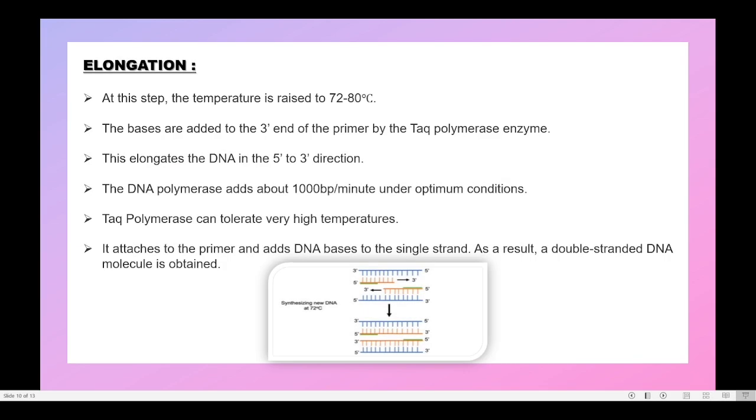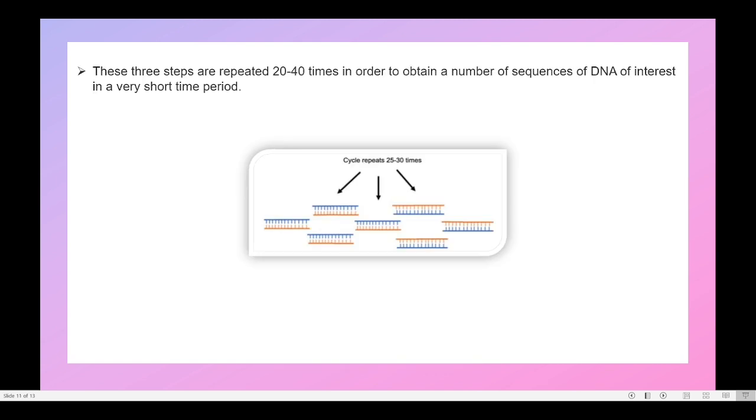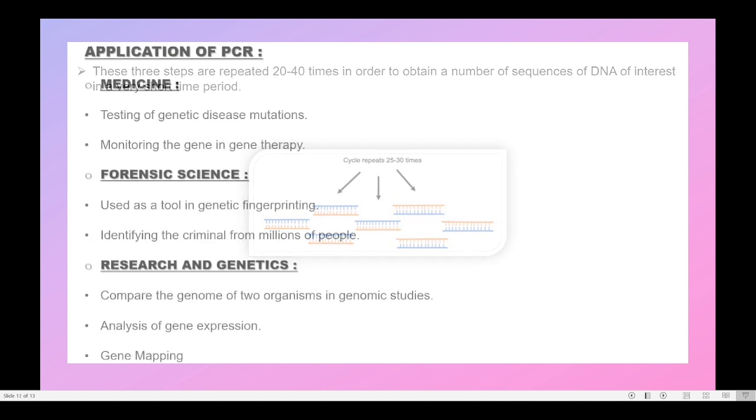Elongation. Elongation is the final step involved in the polymerase chain reaction. At this step, the temperature is raised to 70 to 80 degrees Celsius. The bases are added to the 3' end of the primer by the Taq polymerase enzyme. This elongates the DNA in the 5' to 3' direction. These three steps are repeated 20 to 40 times in order to obtain a number of sequences of the DNA of interest in a very short period of time.